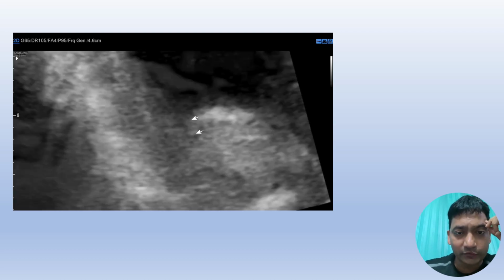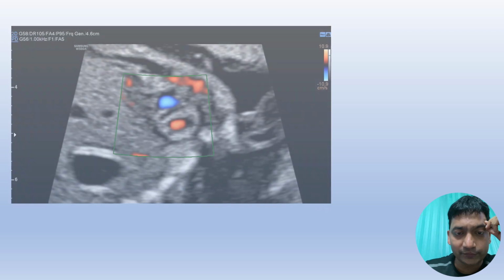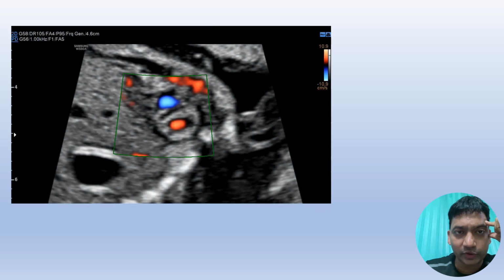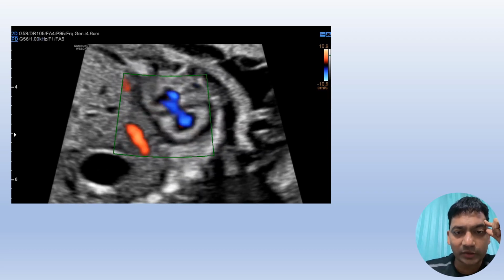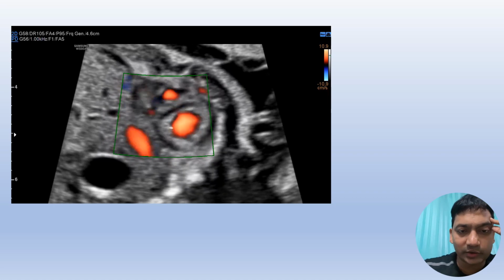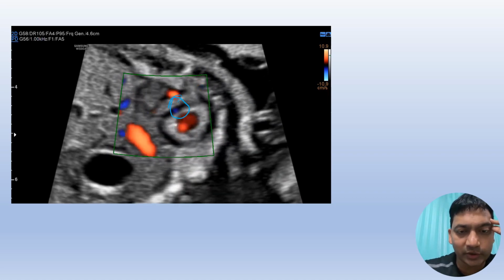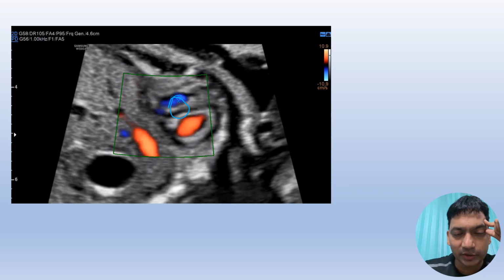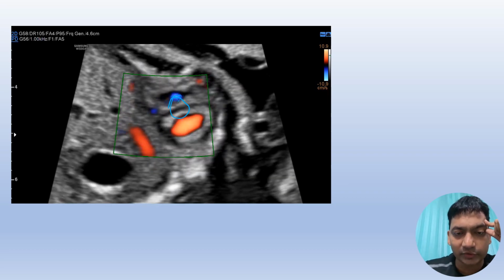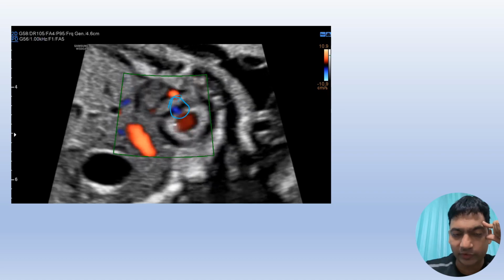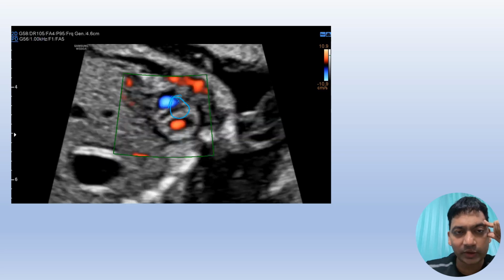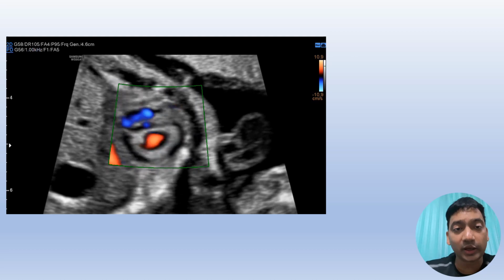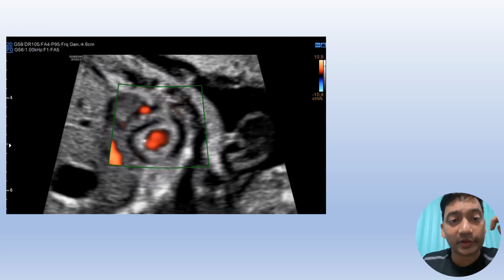So if I come on to the short axis view, they also beautifully show muscular VSDs, particularly with the color images. We can see that there is a tissue which is seen over here. This septal tissue defect is called the VSD. This is the muscular septum, and we can always see the to and fro movement through this defect. So these are the tips to recognize the muscular VSDs.